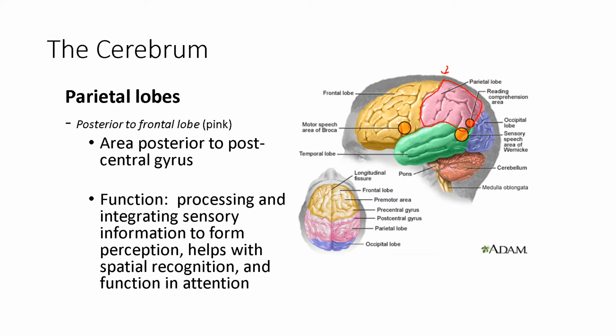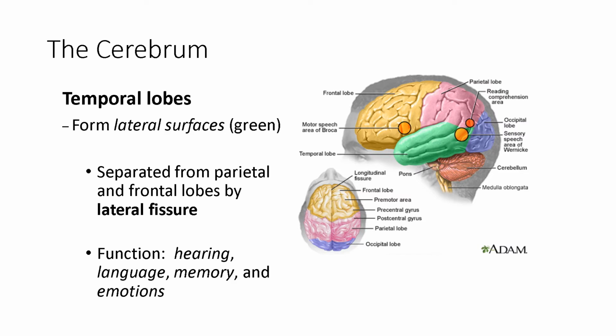The main function of the parietal lobes is to process and integrate sensory information, to help form perception and recognize the spatial relationships between objects. And it also helps you pay attention. So if you've started dozing off while listening to my voice, you might need to stimulate your parietal lobe.